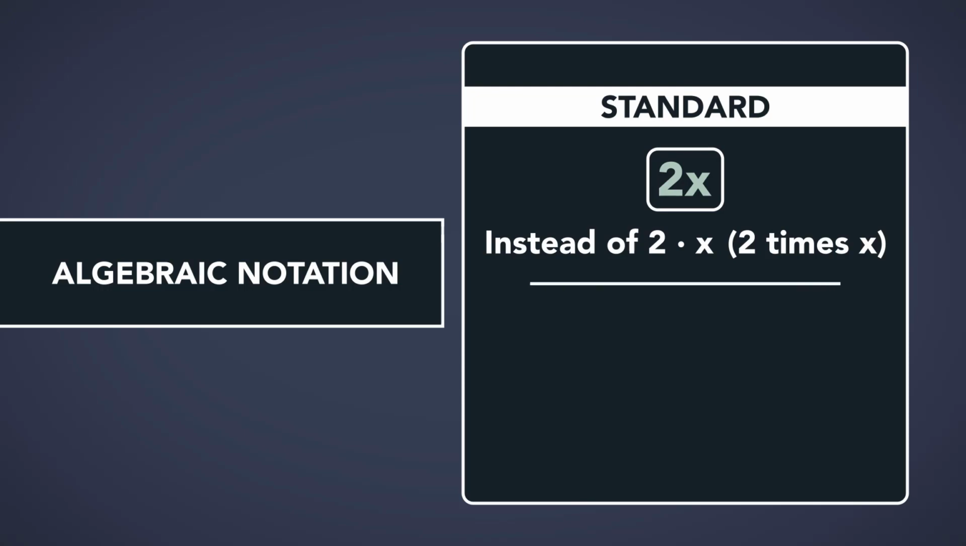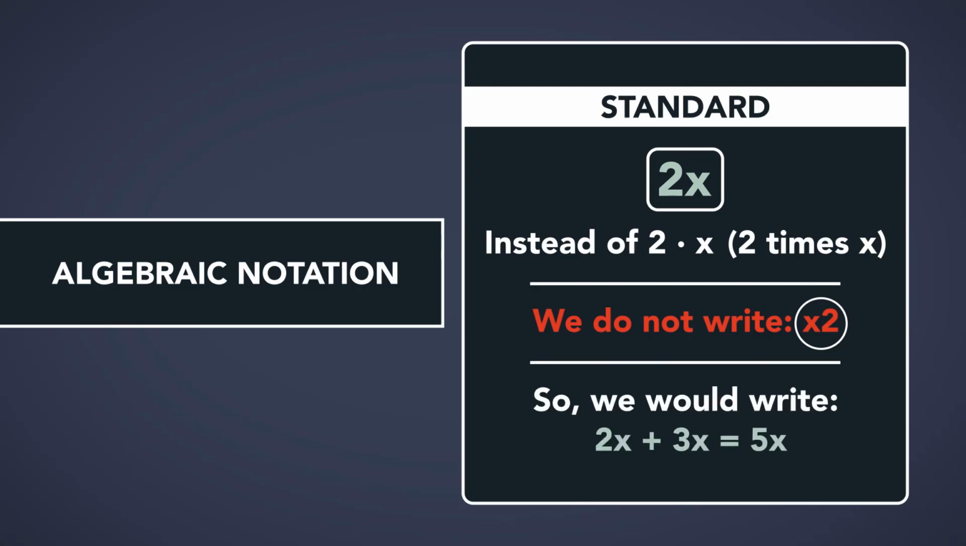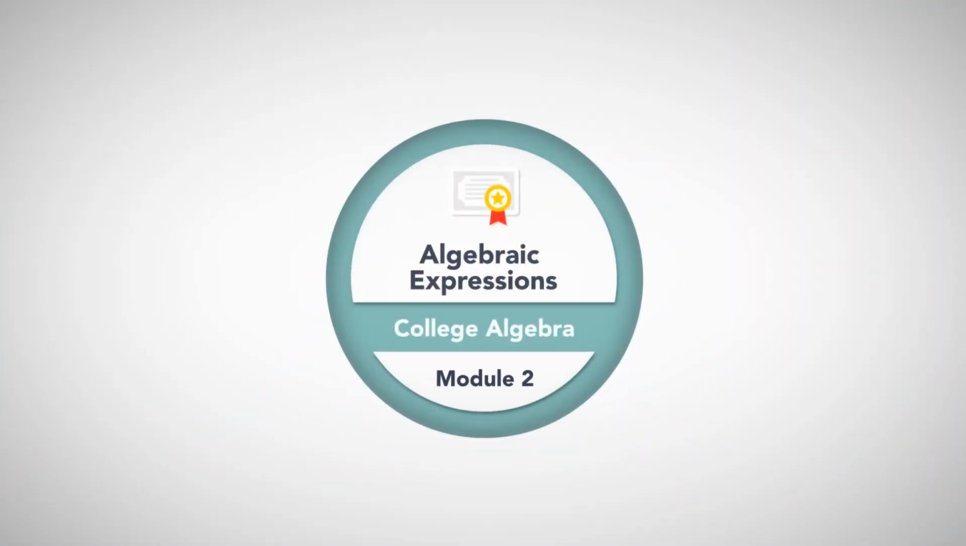One more remark about this notation. We don't write the number after the variable. We do not write x2. Whenever we put the number 2 next to the variable x, we put the number before the variable. This is simply aesthetics. Somehow it looks better to see the number before the variable. Using this more compact notation, the equation we had above can be written as 2x plus 3x equals 5x. In the next session, we'll begin working with algebraic expressions.